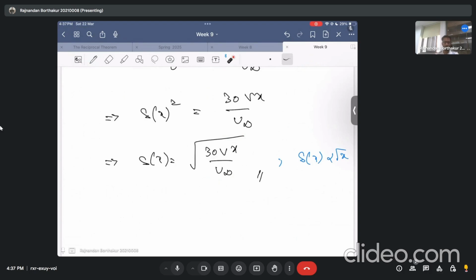Because of the fact that your u infinity, which is the far field flow, and the kinematic viscosity, which is just a fluid property, are constant. Okay. And again, we saw that this is in accordance with Blasius's result. Okay. This is in accordance with Blasius's result.